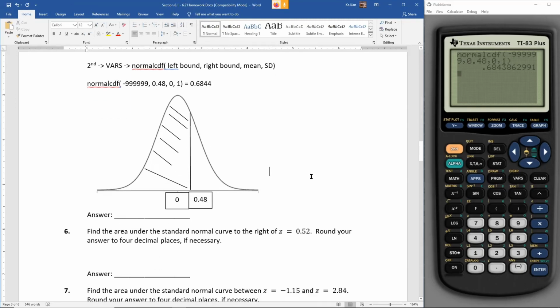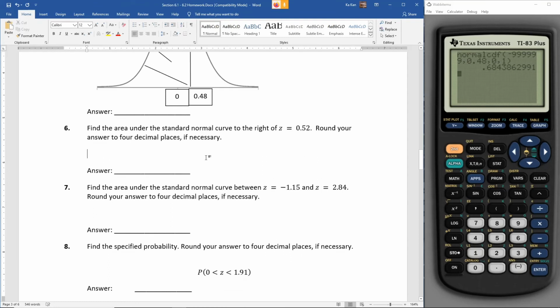So now let's look at another one here. Now this should be pretty easy, because this one says, find the area under the standard normal curve to the right.